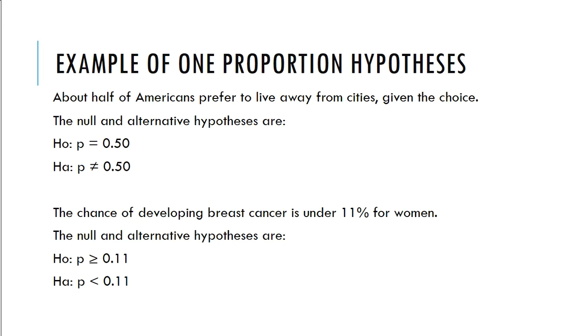And the last example: the chances of developing breast cancer is under 11% for women. Okay, I don't have anything about equality in there, do I? It doesn't say under and equal to 11%. It just says under. So I'm going to quickly fill out my alternative, which is p is less than 0.11. My null then becomes the opposite of that, which is p is greater than or equal to 0.11. So you're really looking for those equality signs to help you choose which scenario you need to pick.